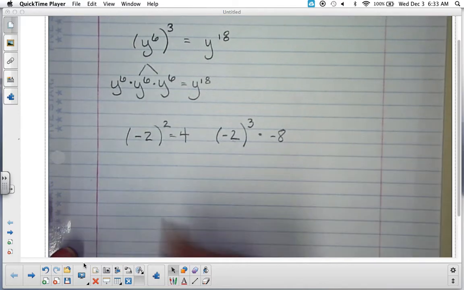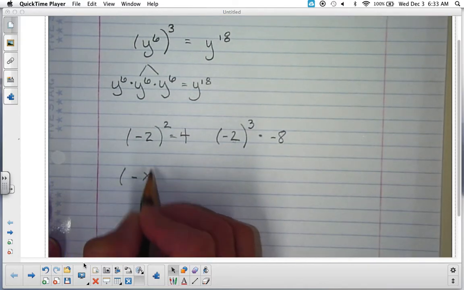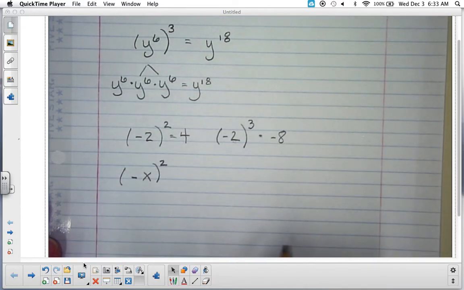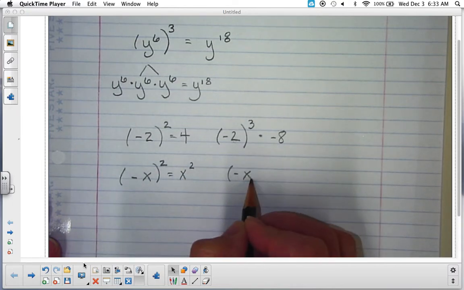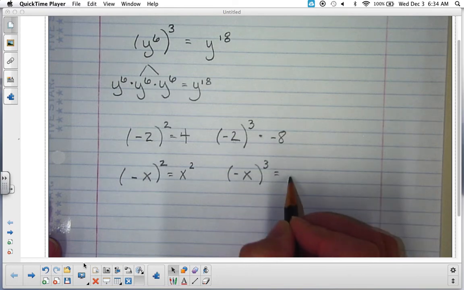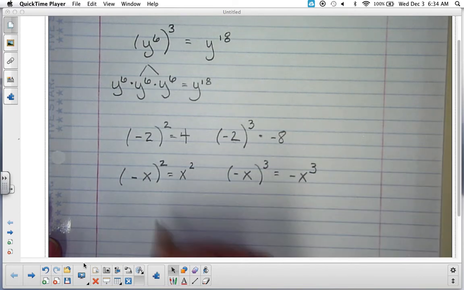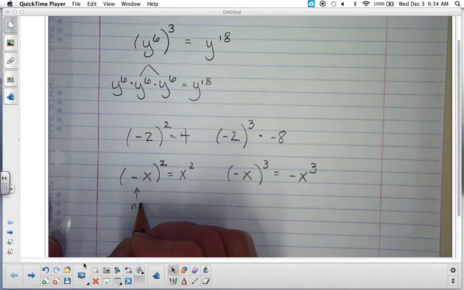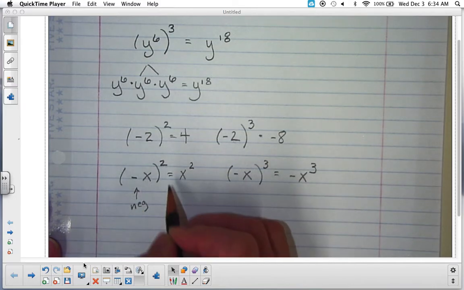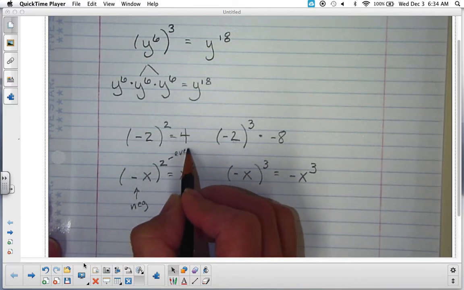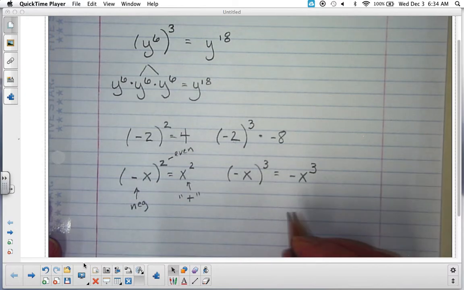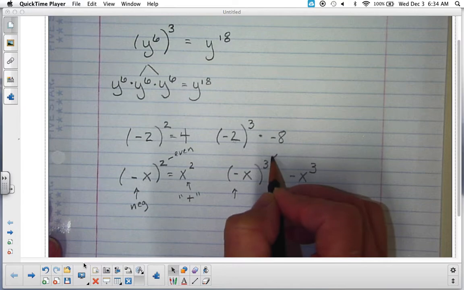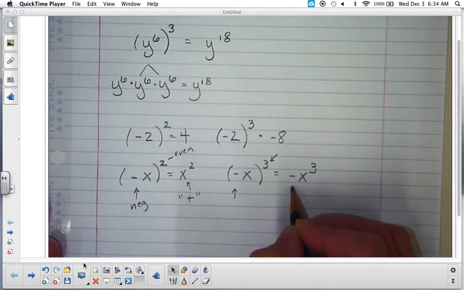The same is true as if you have variables in there. So if I have negative x quantity squared, my answer here is x squared. If I have negative x quantity raised to the third power, I get negative x cubed. So when we have a negative here, and it's raised to an even number, this is positive. When I have a negative here raised to an odd exponent, the answer is negative.